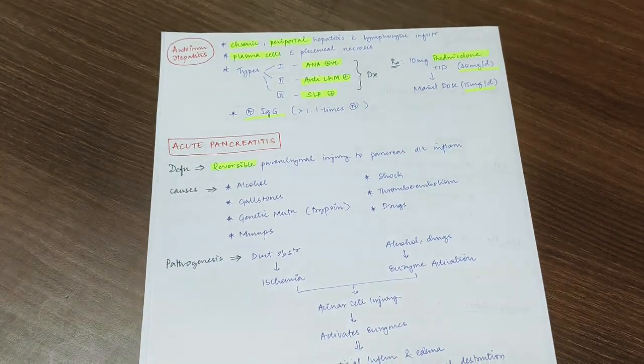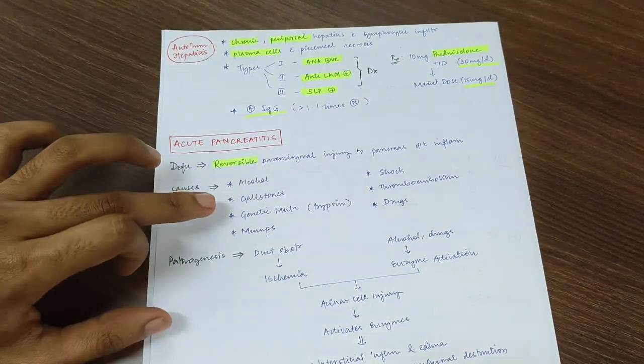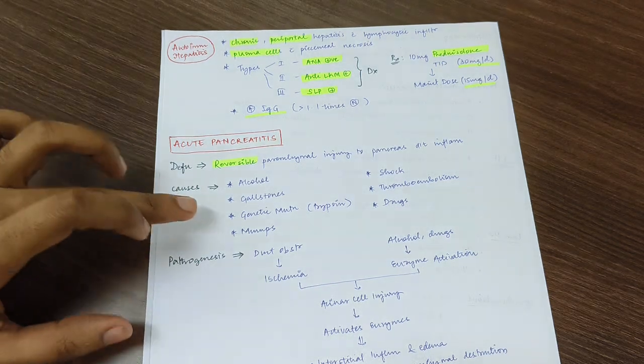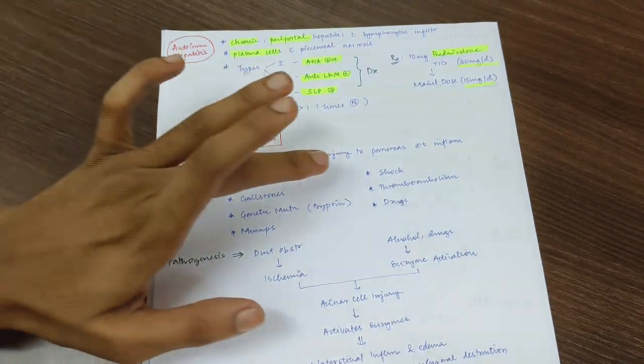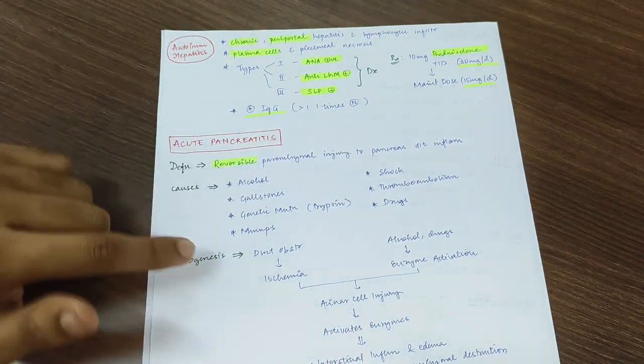Causes. What are the causes? Alcohol, gallstones, genetic mutations such as trypsin and mumps infection, shock, thromboembolism, drugs.